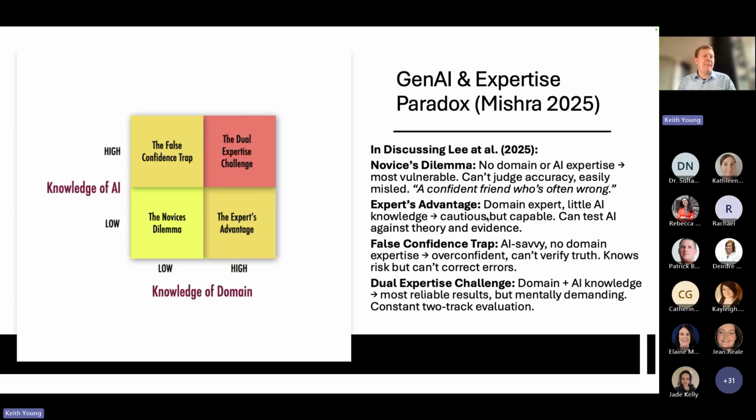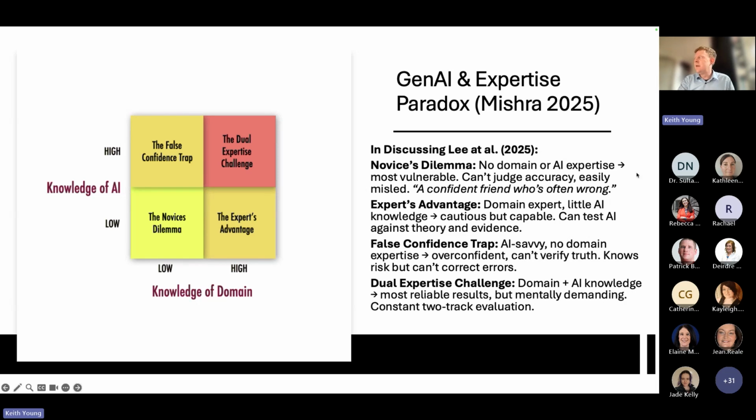Punya Mishra had released a blog recently where he talks about the expertise paradox with generative AI, and he's basing this on a discussion of a paper released by Microsoft on critical thinking in relation to AI. And he highlights four key dimensions that are associated with this, mediated by the level of knowledge a person has of AI and the level of knowledge they have in the domain in which they're using it.